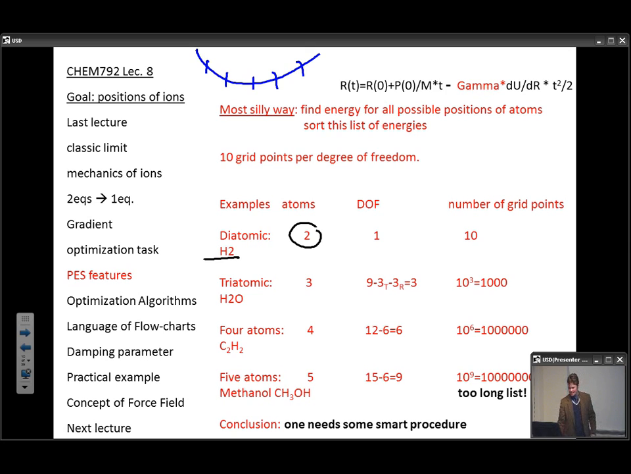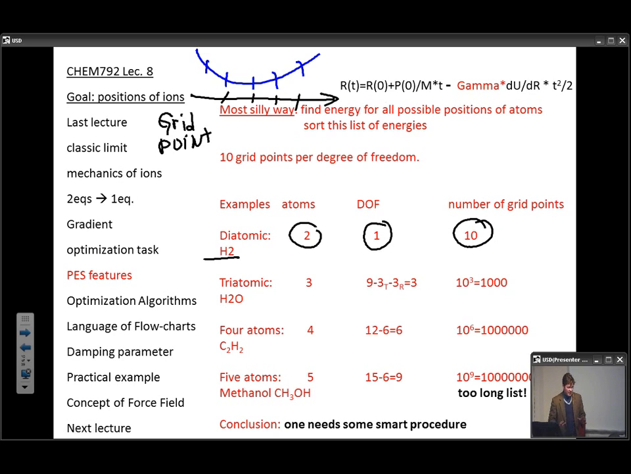A little closer, a little further. Those different distances, we will call them grid points. So there is 1 degree of freedom for H2 molecule, and there are 10 grid points. We can find value of potential energy surface for each of those points and find minimum.